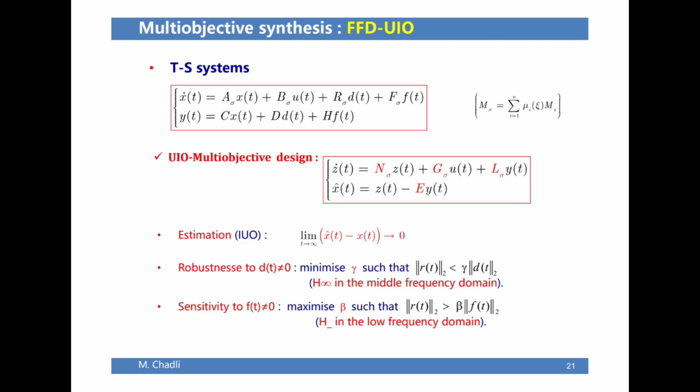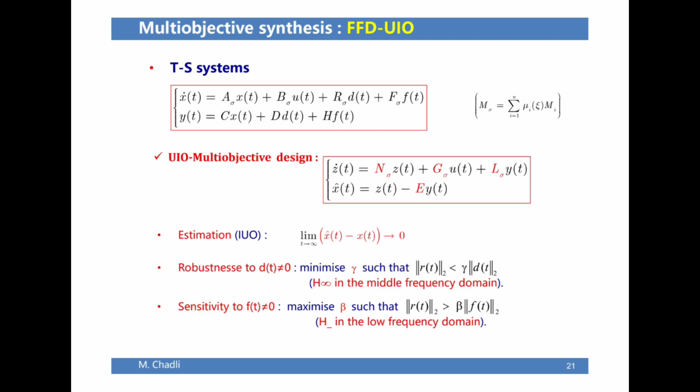So now when I consider the TS system like that, it is the same as I introduced in the beginning of this presentation. We consider the same unknown input observer here. Okay, for this TS system, we consider the following unknown input observer, where we have a multi-objective, because the objective is not only to estimate the state of this system, but also to estimate the fault, and also to obtain a residual signal robust against disturbance, and sensitive to fault by minimizing the parameter gamma and maximizing the parameter beta.